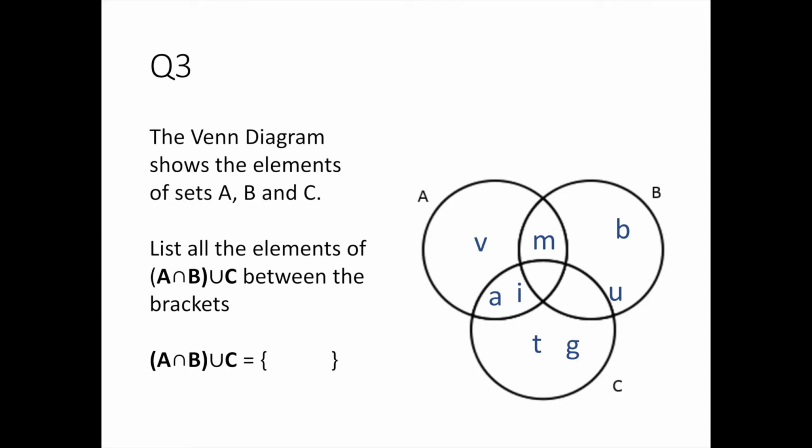Question 3. The Venn diagram shows the elements of sets A, B, and C. List all the elements of A intersection B union C between the brackets. You have 1 minute to answer this question.